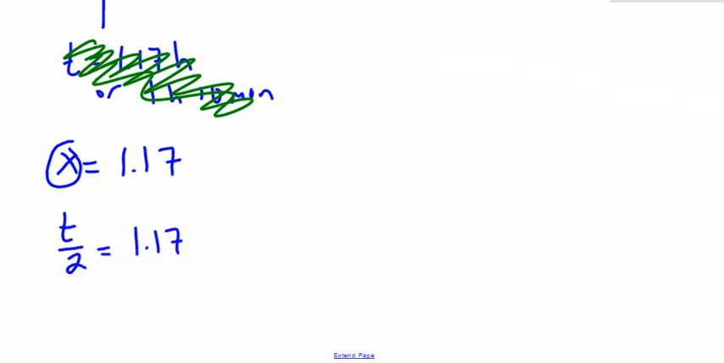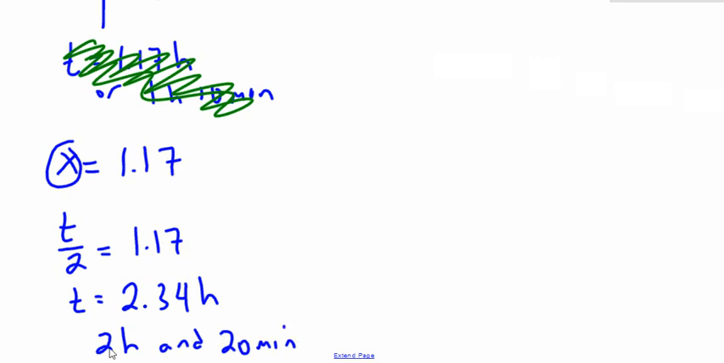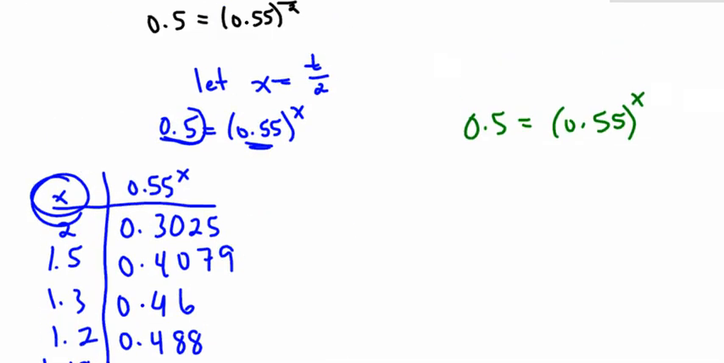So now I can solve for t, multiply both sides by 2. I get that t is 2.34. Whew, boy, oh boy. If I knew how to edit videos, I would fix that, but I don't really know. 2 hours and, so what's 0.34 of an hour times 60? 2 hours and 20 minutes. All right, that's better. Okay, so in about 2 hours and 20 minutes, I will have half of my original dosage left. And that makes sense.